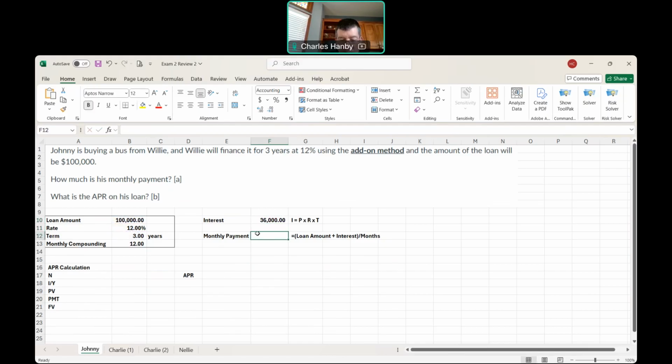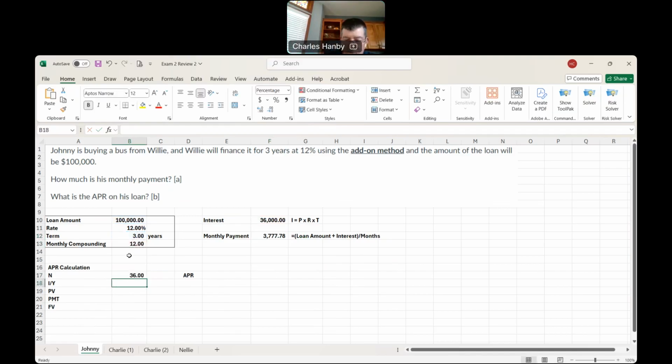So for the monthly payment, we add the loan amount and the interest together, and then we divide by the number of periods or monthly payments. So that's divided by 3 times 12, or 36. So $3,778. So now to calculate the APR, N is 3 times 12, so 36 months.